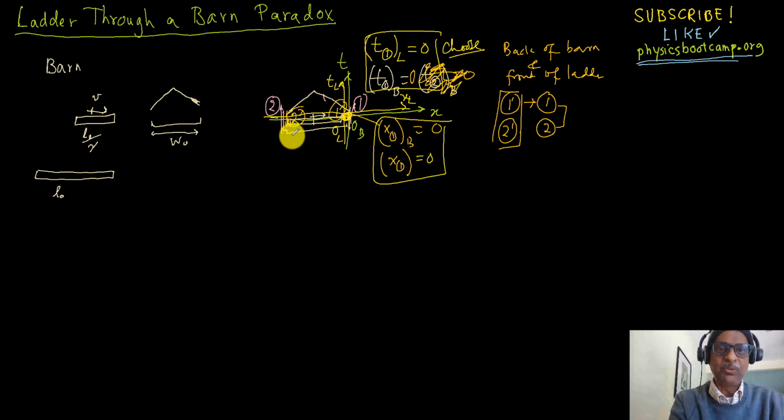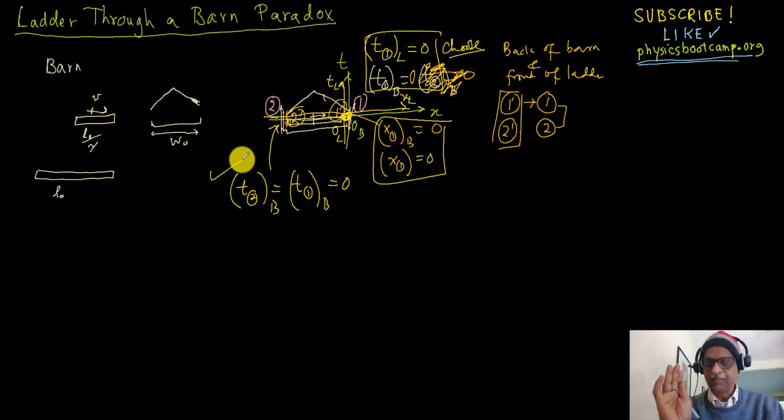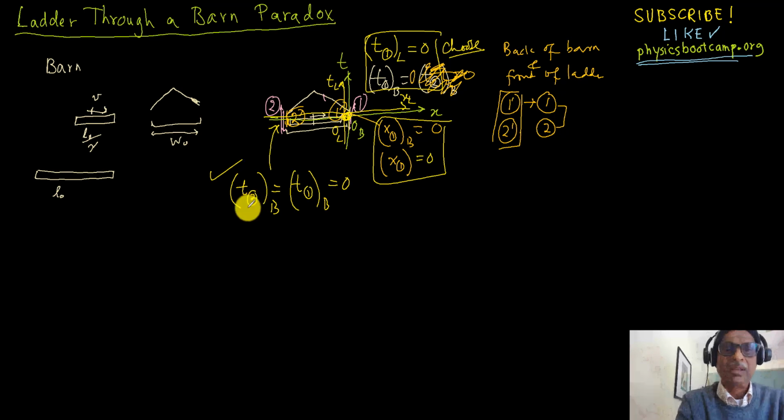Now let's look at this. From the description of the problem, the time of this event in the barn frame is the same as on the other side. So the time of the 1 in the barn frame, which we already chose to be 0, is going to be 0. So this is by setup. We're going to close the door at the same instant on both sides in the barn frame. Okay, good, you understand that, right?